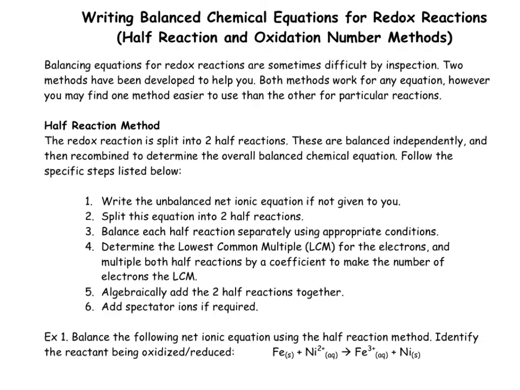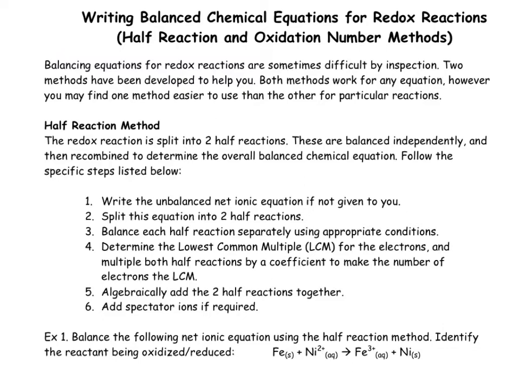Balancing equations for redox reactions are sometimes difficult by inspection. 2 methods have been developed to help you. Both methods work for any equation. However, you may find one method easier to use than the other for particular reactions. We'll first discuss the half reaction method. The redox reaction is split into 2 half reactions. These are balanced independently and then recombined to determine the overall balanced chemical equation.